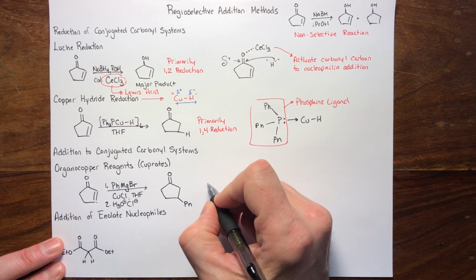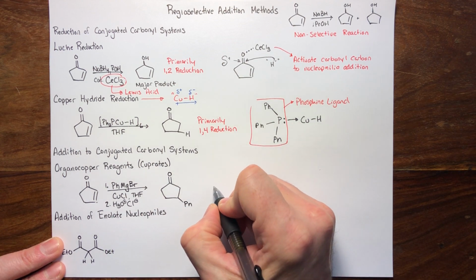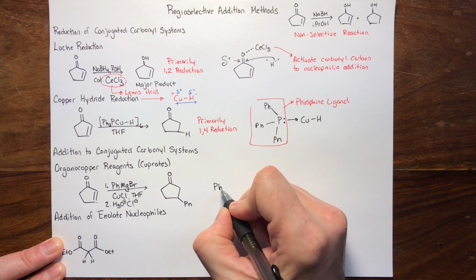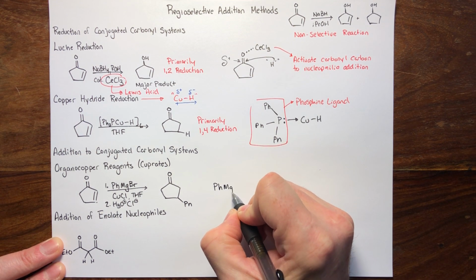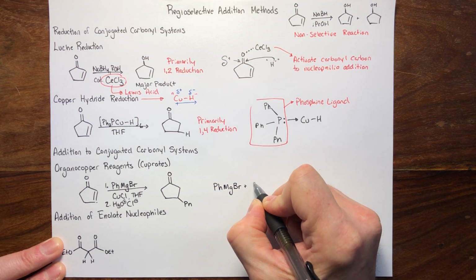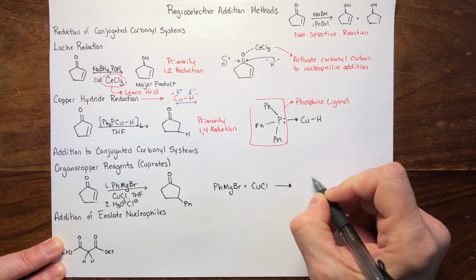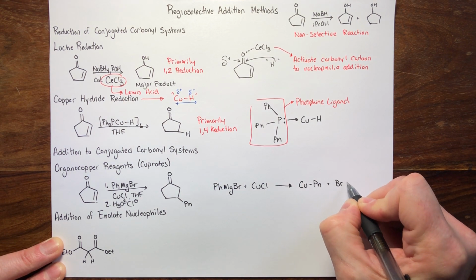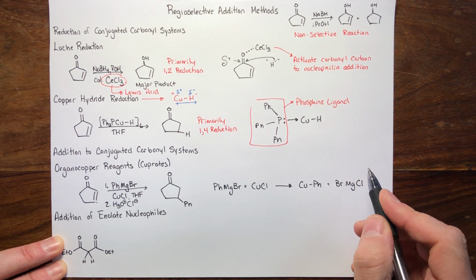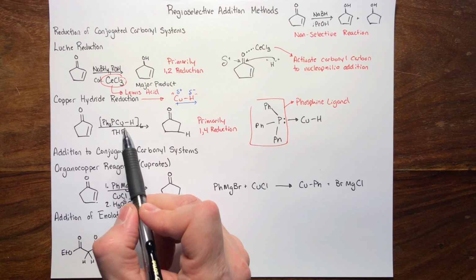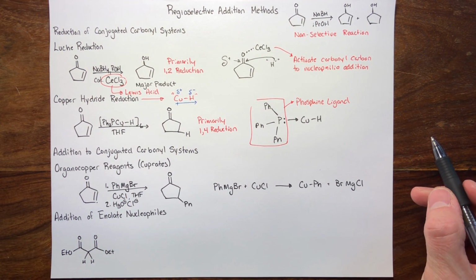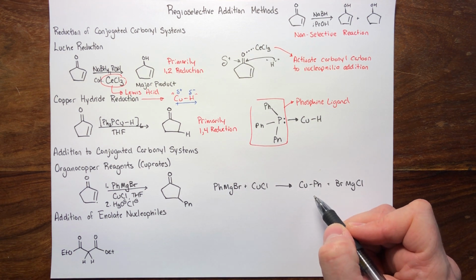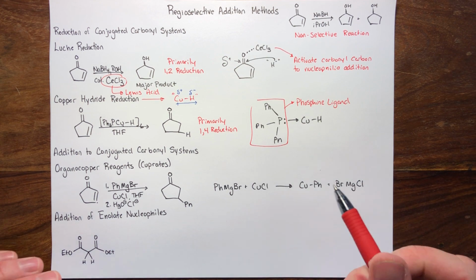Right? So what's happening here is whenever we mix phenylmagnesium bromide and copper chloride, we're getting a transmetallation where the phenyl group ends up leaving magnesium and sticking to copper. And just like copper hydride is regioselective for the beta carbon, in this case, this phenyl copper is also going to be regioselective for 1,4 addition.